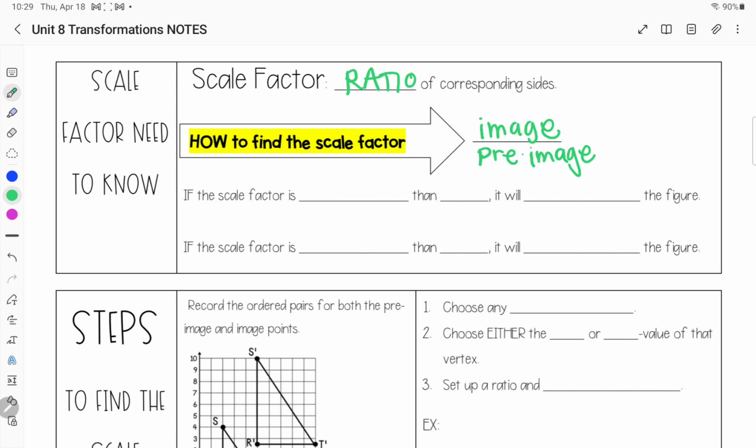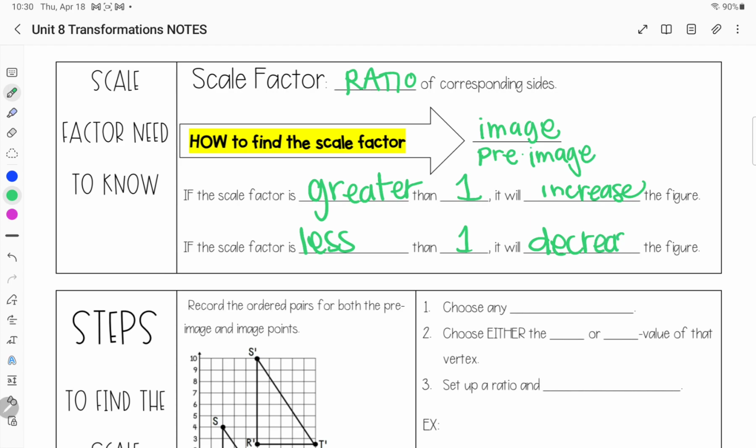And this is what we were talking about. If the scale factor is greater than 1, it's going to increase the figure. If the scale factor is less than 1, it will decrease the size. And if it is 1, it's going to do nothing. It will stay the same.